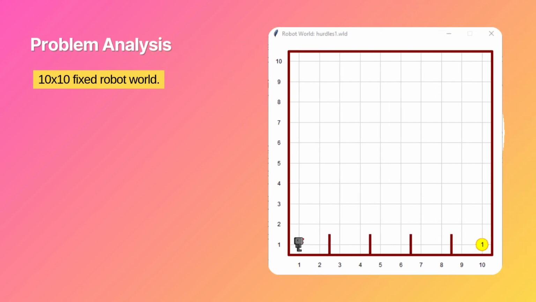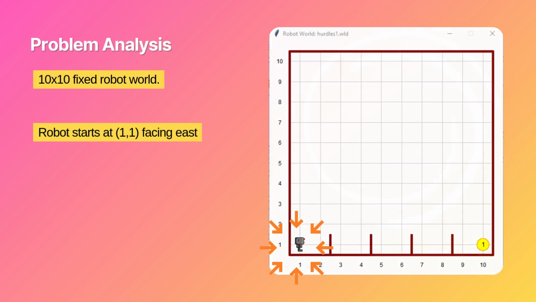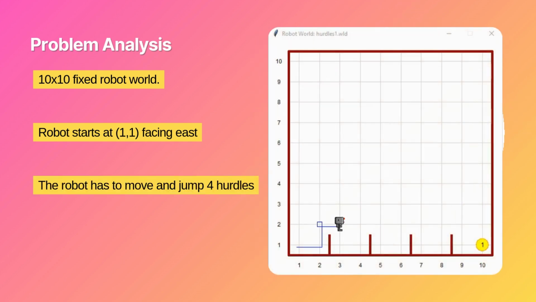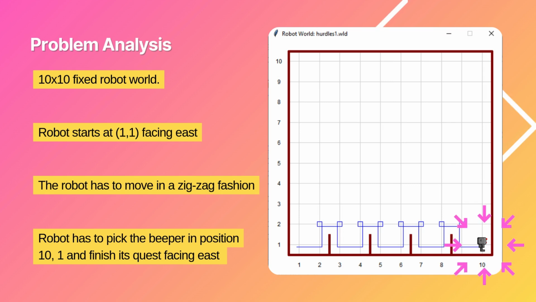We have a fixed 10 by 10 robot world. Our robot starts at Avenue 1, Street 1 facing east. The goal is to reach Avenue 10, Street 1, where it must pick up a beeper. Along the way, the robot will encounter 4 evenly spaced hurdles on Street 1, each 1 block tall. The race will end once the robot reaches Avenue 10, Street 1 facing east.